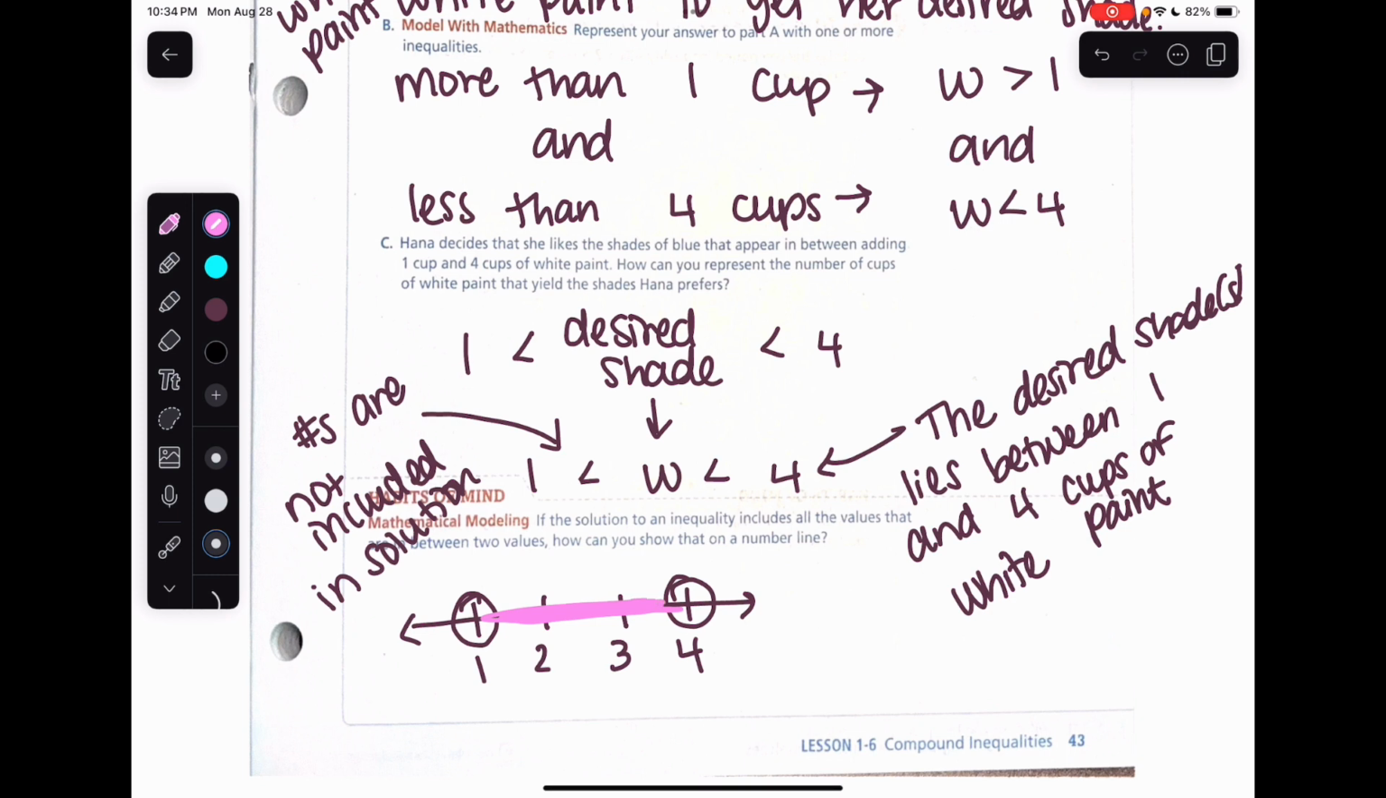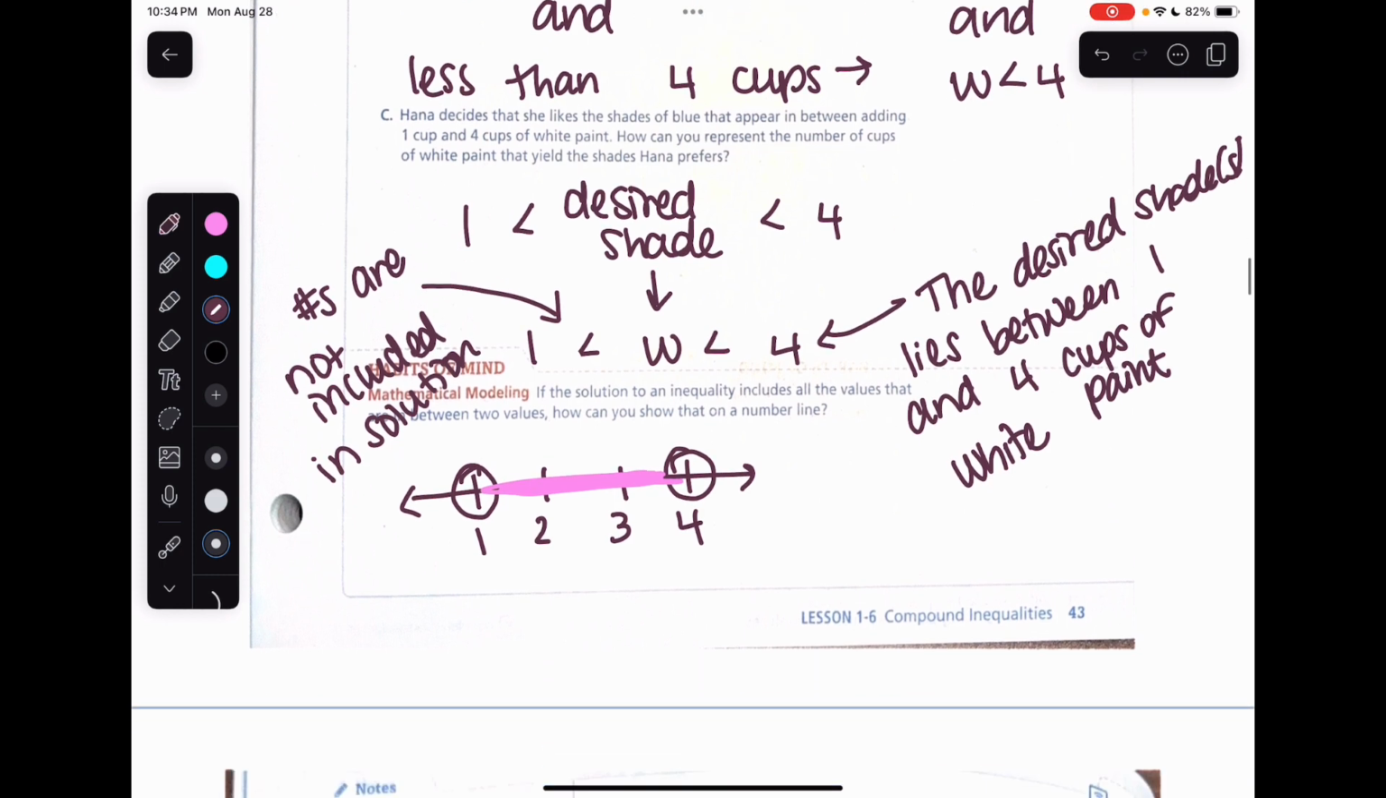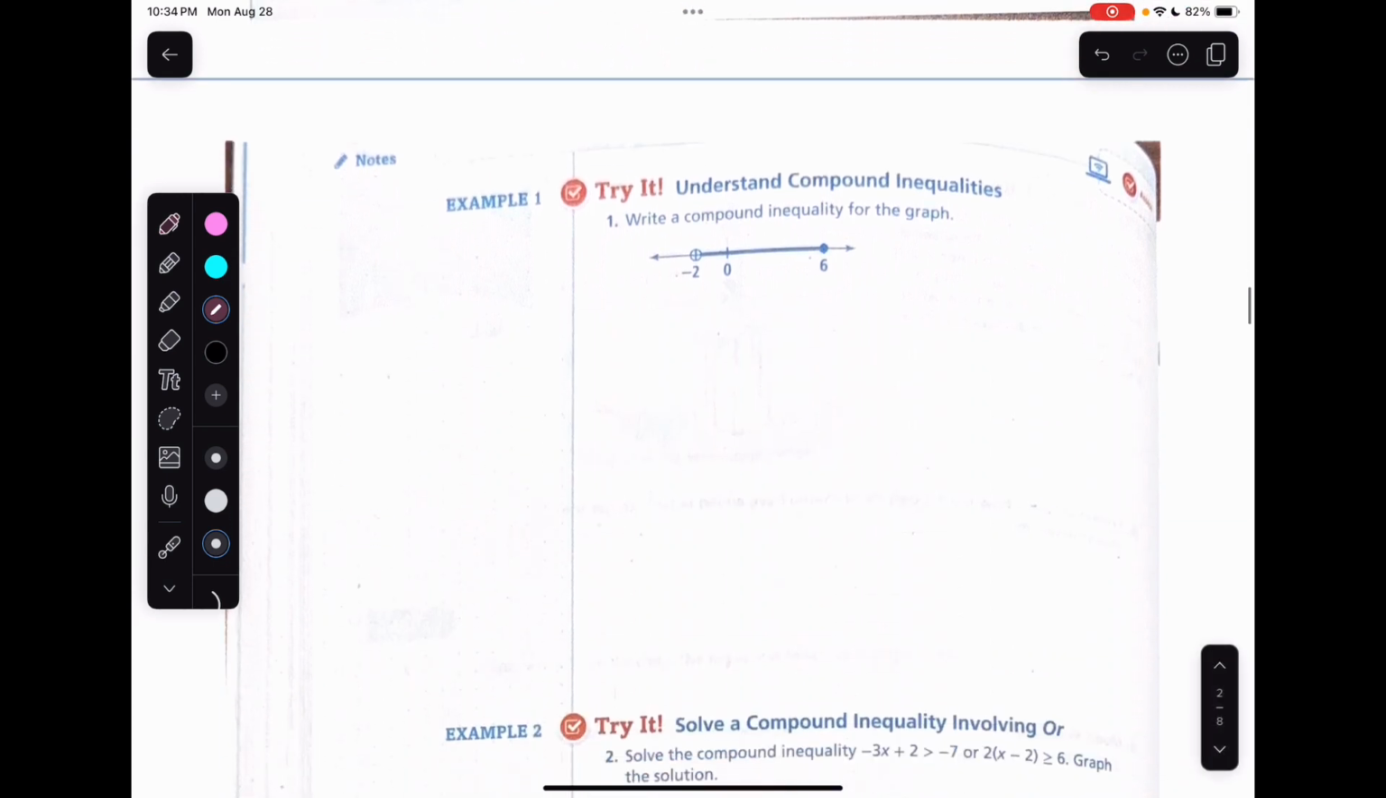So she's probably going to have 2 to 3 cups, right? So that's probably where she's going to be. All right, so there is our model and discuss. Okay, so moving on to our examples.